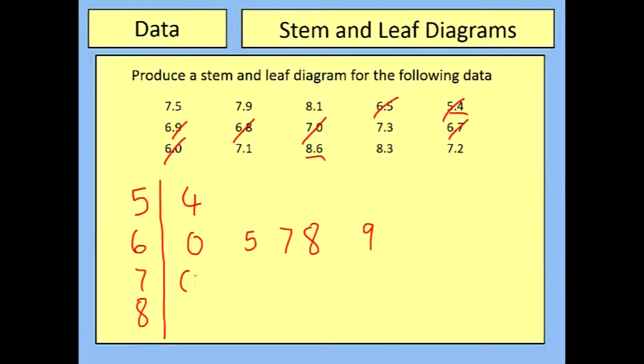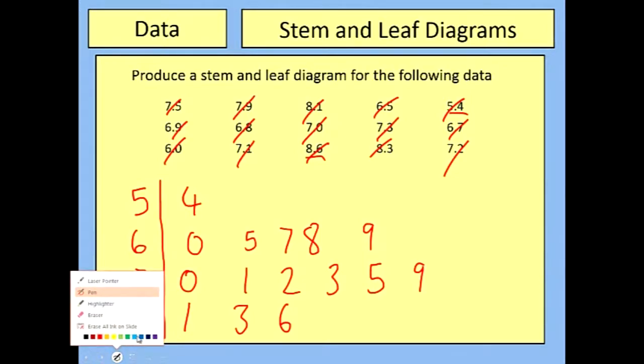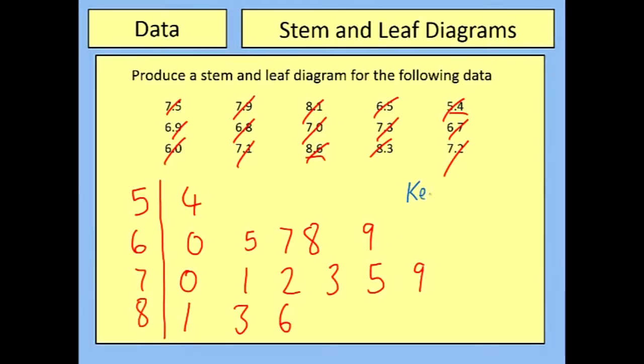On to the 7s, you've got 7.0, 7.1, 7.2, 7.3, and 7.5, finally 7.9, which leaves us with our last set of numbers, 8.1, 8.3, and 8.6. And of course, to get that final mark, you must draw a key, which is particularly important in this one because it's not clear what these numbers represent. That 5 and a 4 might represent 54. We know that that 5 and 4 actually represents 5.4, so you've got to tell the person reading this diagram that that's the case.